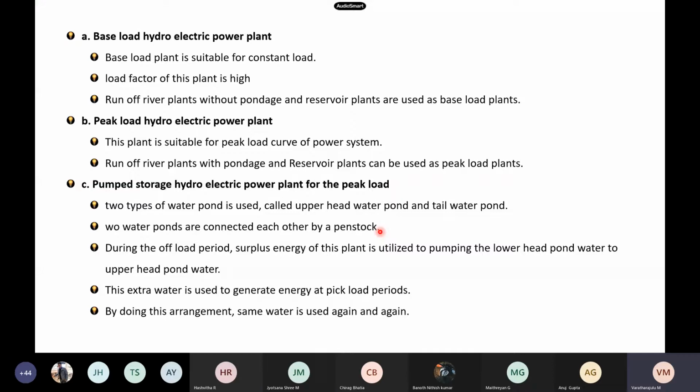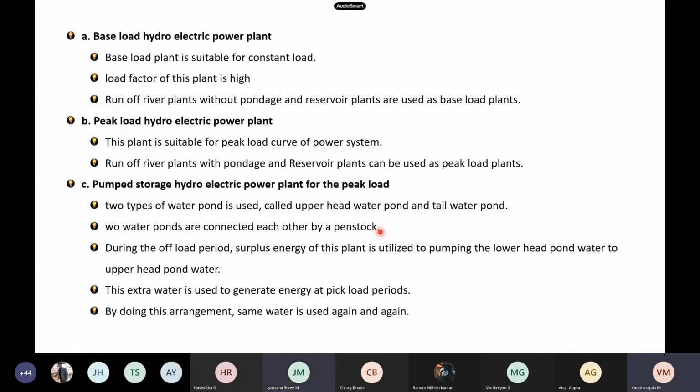Concerning the pumped storage hydraulic power plants for peak loads, there are 2 different types of ponds: one is the upper head pond and the other is the tailwater pond. The ponds are connected to each other with a penstock. During the off-peak period, the surplus energy of the plant is utilized in pumping the lower head pond water to the upper head pond. The extra water is used to generate energy at the peak loads.